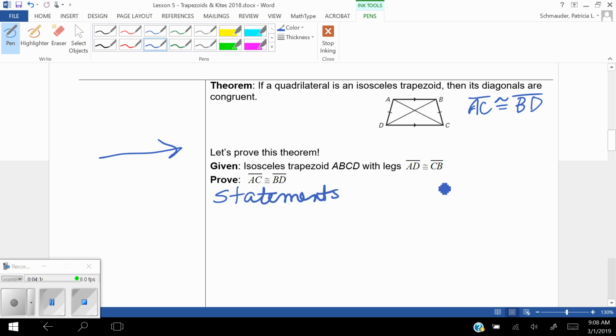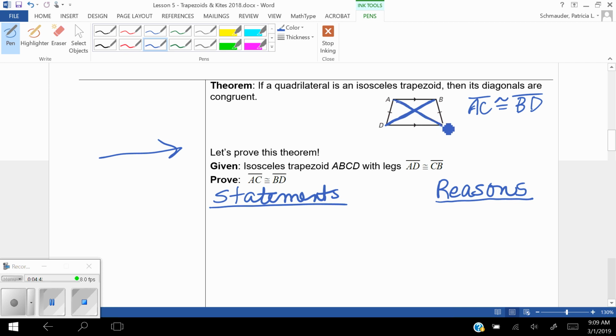We're going to have our statements and our reasons. What I want you to actually do here is pause and try to do this by yourself. That'll save us a little time in this lesson. So let's see, I'm trying to show that AC, I'm going to mark that, and BD, I'm going to mark those with blue. That's what I'm trying to do, prove this theorem that says those diagonals are congruent.